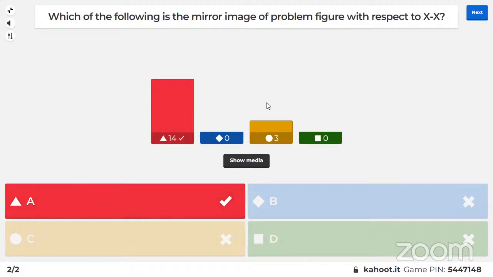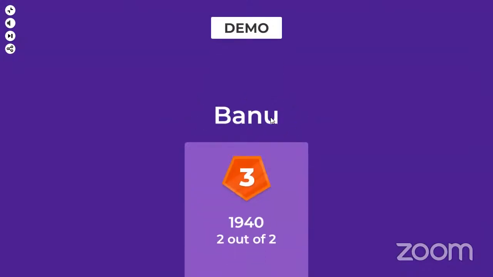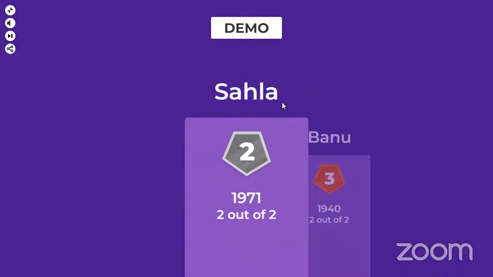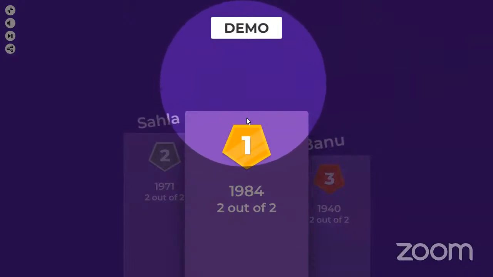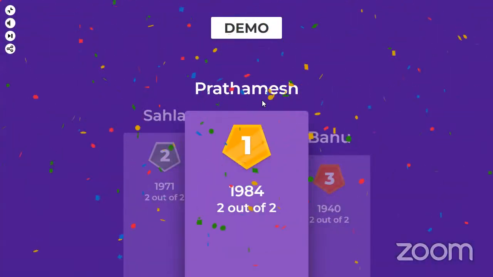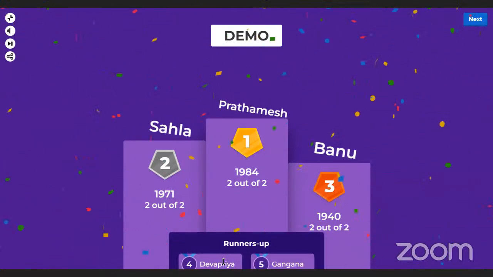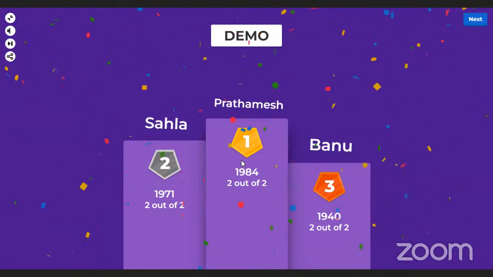Now we'll be moving on to the podium. Podium is the final result screen. Now we won't be having the scoreboard. We'll be seeing who has grabbed the top 5 spots. Third spot we have Banu. Second spot we have Sahla. And first spot we have Prathamesh. That's how the final screen looks, and we have runners-up Devapriya and Gangana. That's how the final result screen will look like.